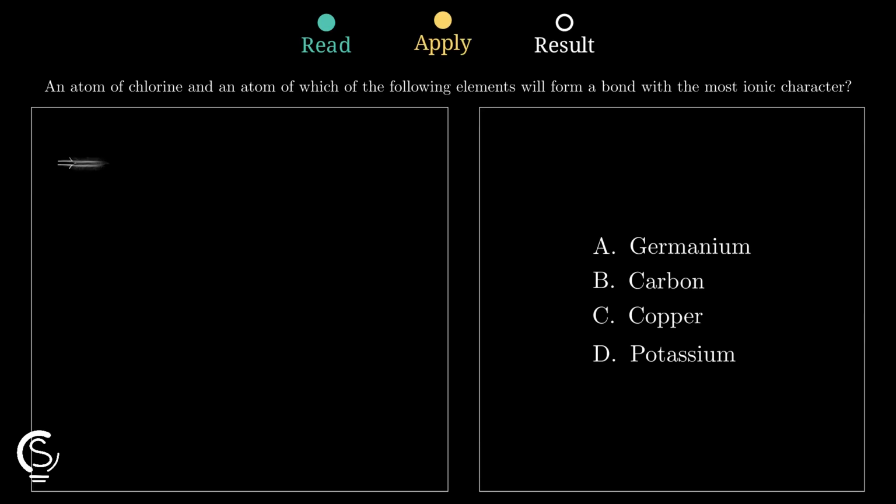Chlorine is a nonmetal with very high electronegativity. We need to pair it with a metal from the far left of the periodic table to maximize that specific chemical difference.